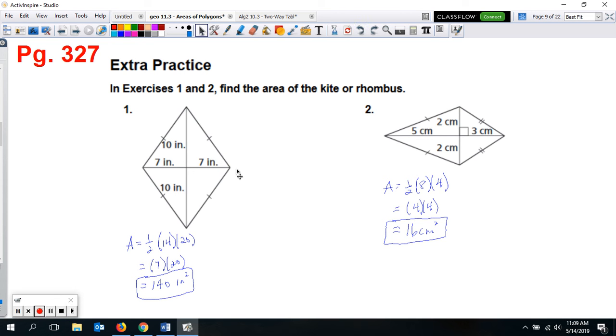So these should be very easy to do. Just going to know the formula that you're going to multiply those two diagonals and then kind of divide it by 2. So 1/2 times each diagonal.